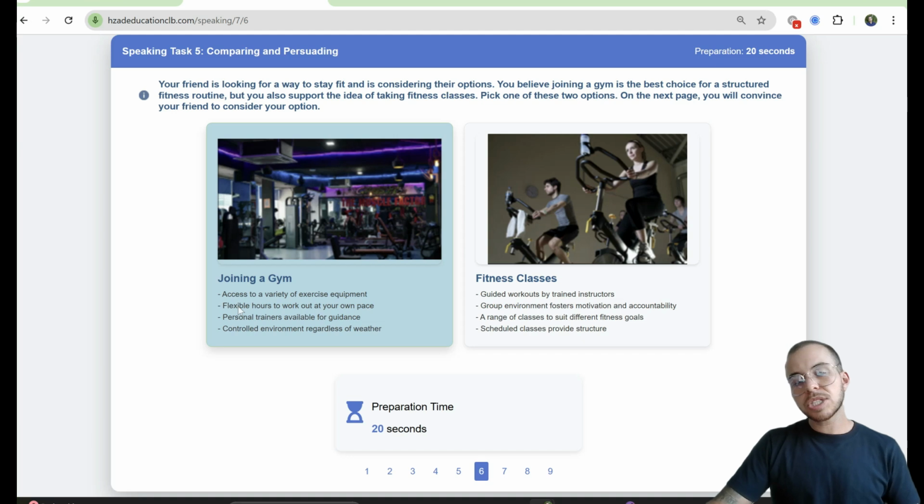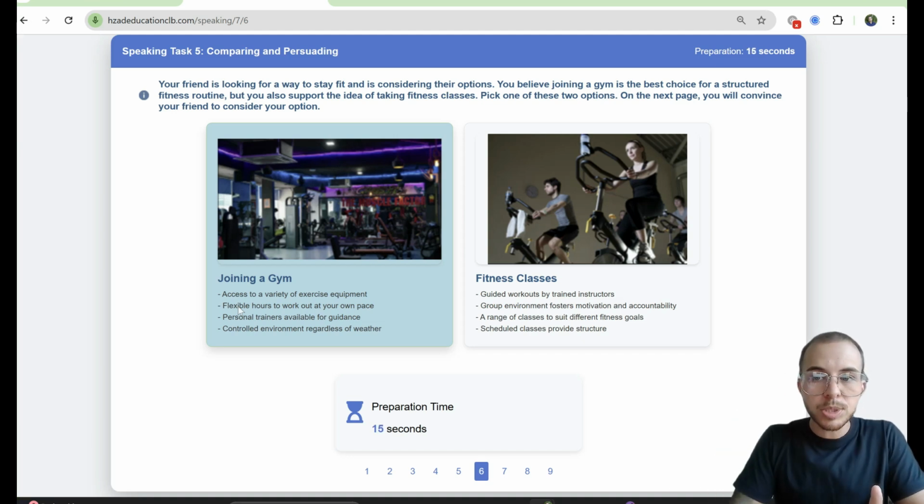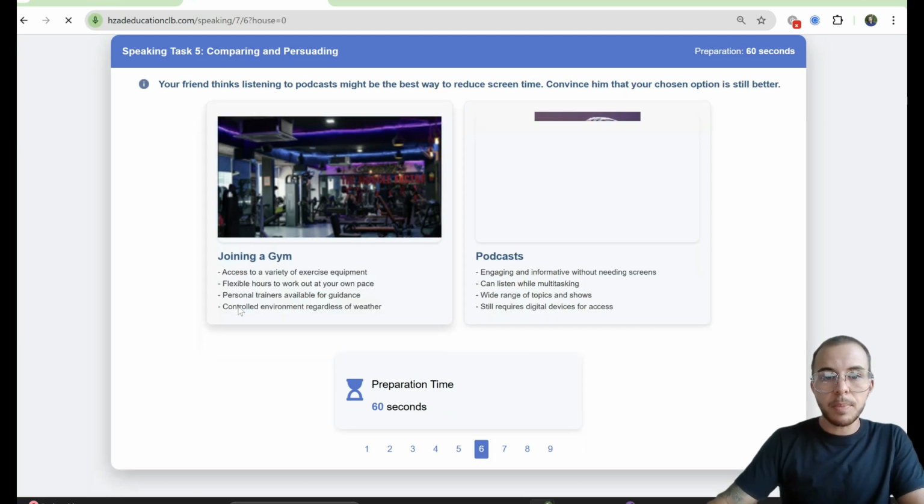So on the next page, it's going to ask me to compare this option with a completely new option. And then you're given 30 or 60 seconds more. Basically, you want to compare the two, and you want to use sentences that show you can talk about both subjects. Don't only talk about your choice. Talk about both. And let's see an example.